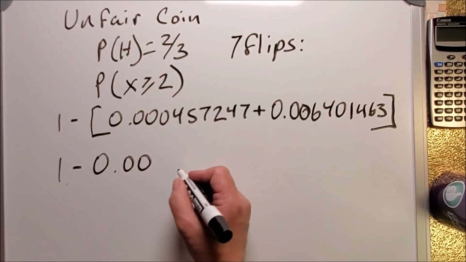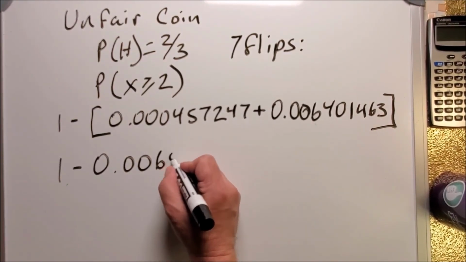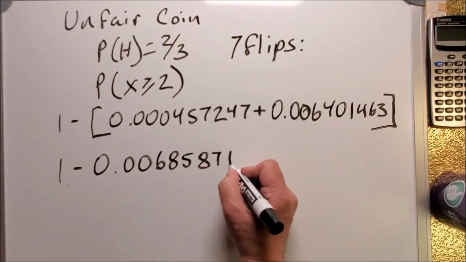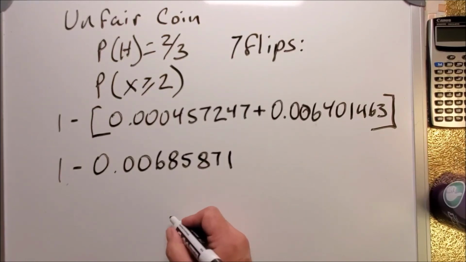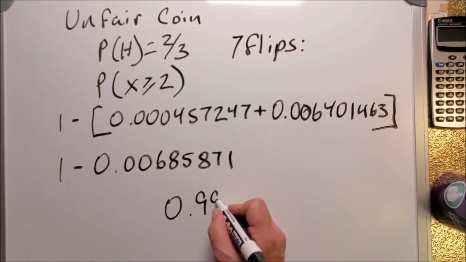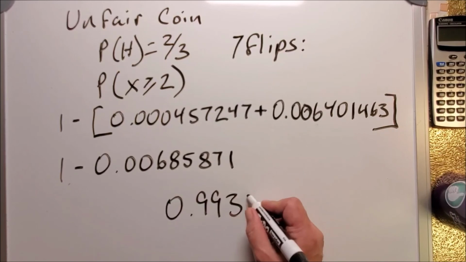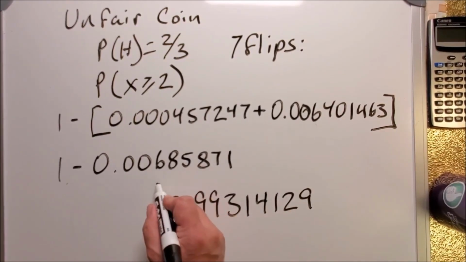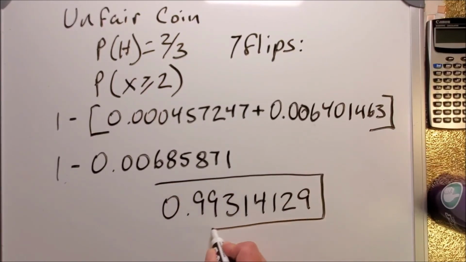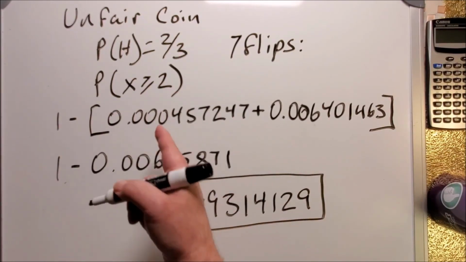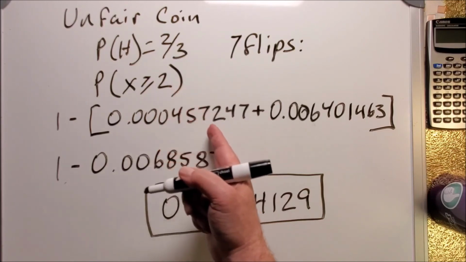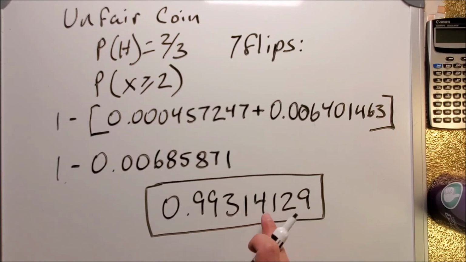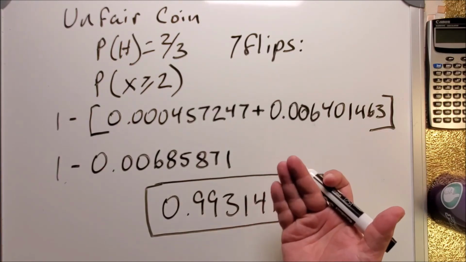The sum of those two numbers is 0.0068585871, and subtracting that from 1 gives us 0.9931429. Does that suit our intuition? Is the probability of at least 2 successes, at least 2 heads, in 7 flips of this coin 99.314%? And that does suit our intuition.